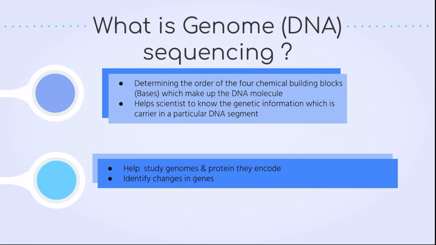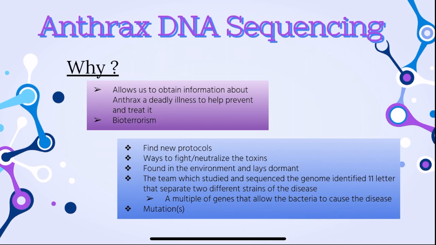Let's look at anthrax in relation to DNA sequencing or genome sequencing. It allows us to obtain information about anthrax and the deadly illness to help us prevent and treat it. It is a biological weapon, so people who are unfortunately attacked by it, we can help them be treated and survive. By unraveling the bug's basic biology, researchers may be able to devise new screening protocols and decontamination strategies.